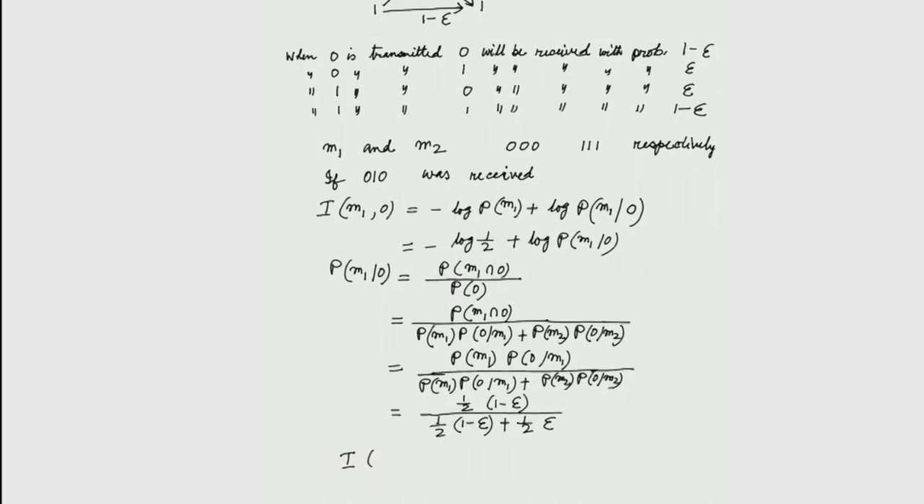So, we will get I of M1 comma 0 is equal to minus log half plus log half 1 minus epsilon divided by half into 1 minus epsilon plus half epsilon. So, finally, we are getting the value 1 plus log 1 minus epsilon.